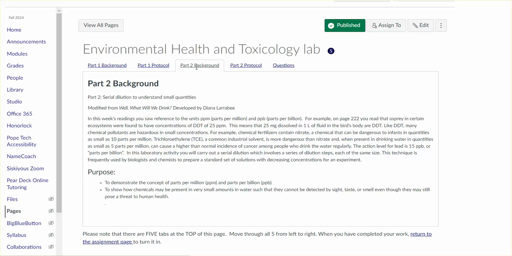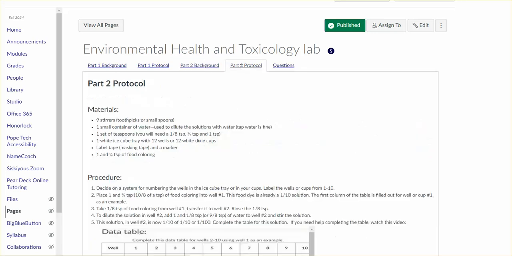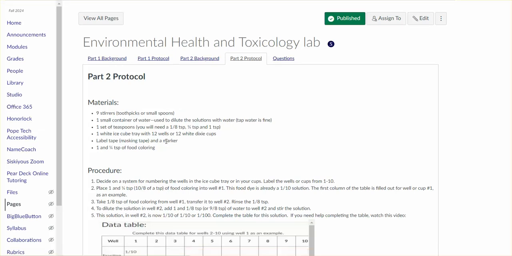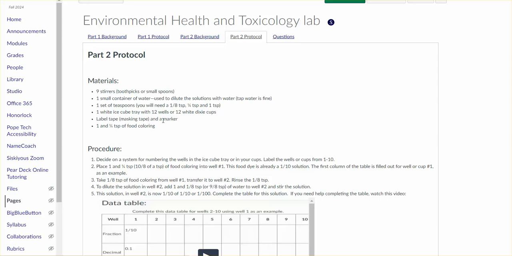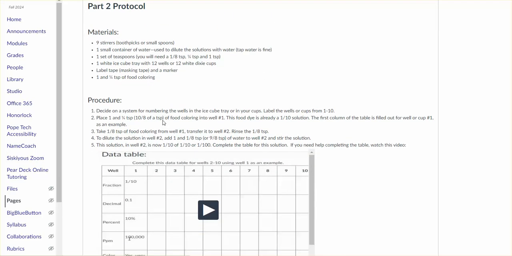The second part involves you doing what's called a serial dilution. So this is going to require some supplies, some spoons or toothpicks, 1 small container of water, tap water is fine. A set of teaspoons, you're going to need 1/8, 1/4, and 1 teaspoon specifically. A white ice cube tray with 12 wells or 12 white Dixie cups, label tape and a marker, or just a marker if you're using Dixie cups that you can write on, and some food coloring.